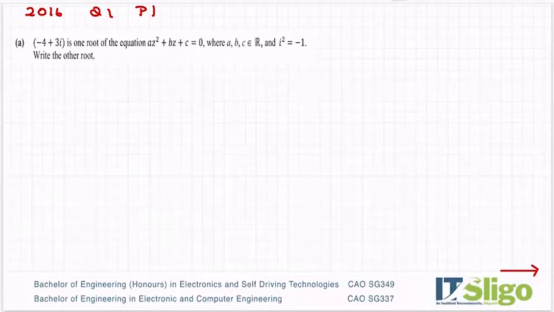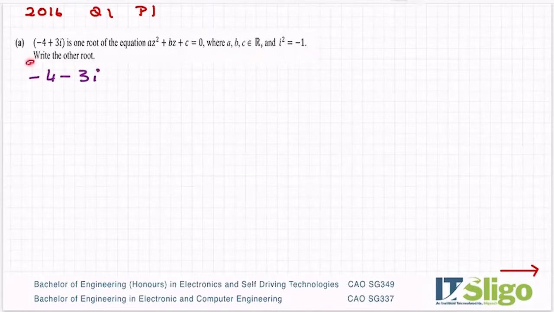The first part said minus 4 plus 3i is one root of the equation az squared plus bz plus c is equal to 0, where a, b and c are real numbers and i squared is equal to minus 1. Write the other root. Okay, so first things first. The other root is minus 4 minus 3i.